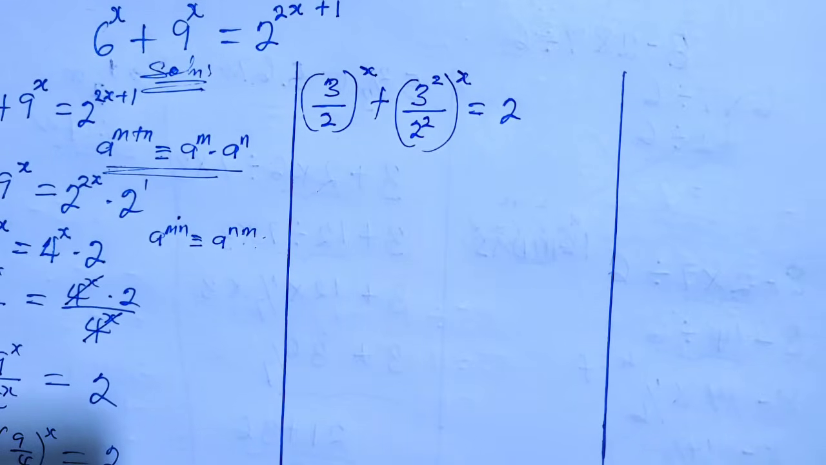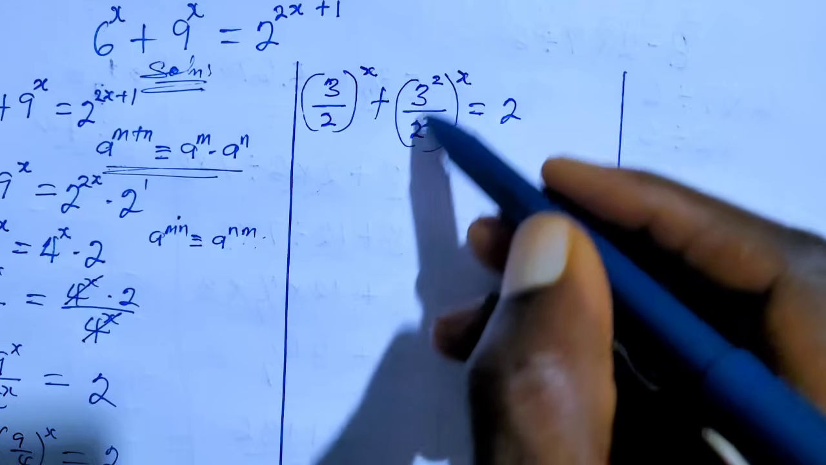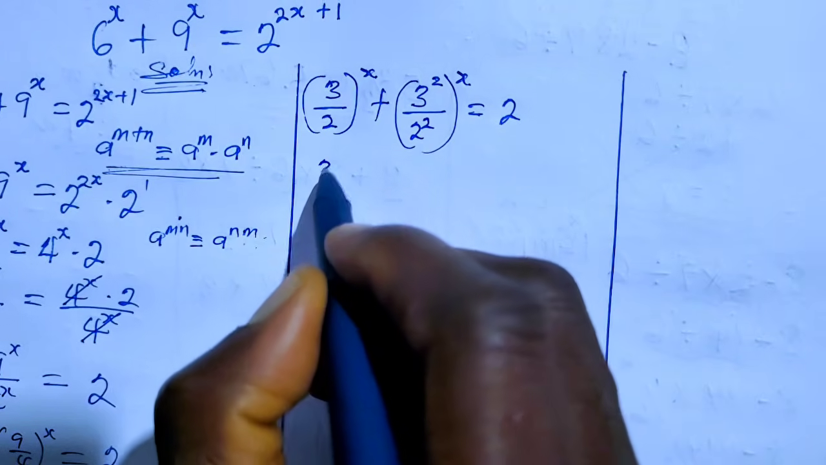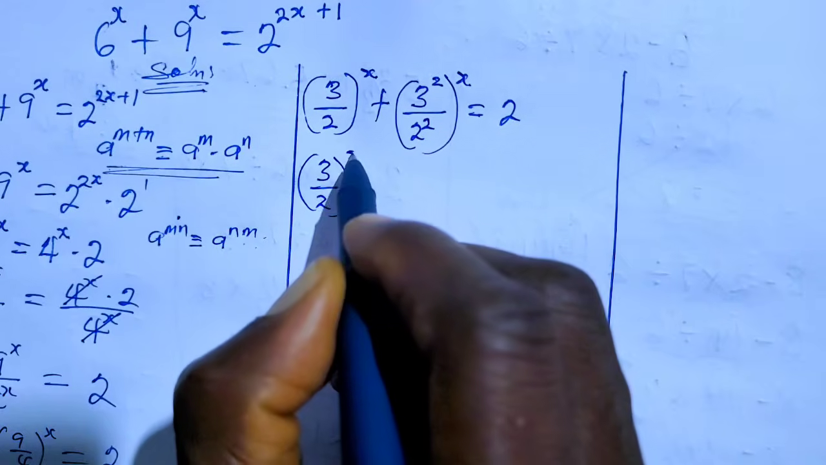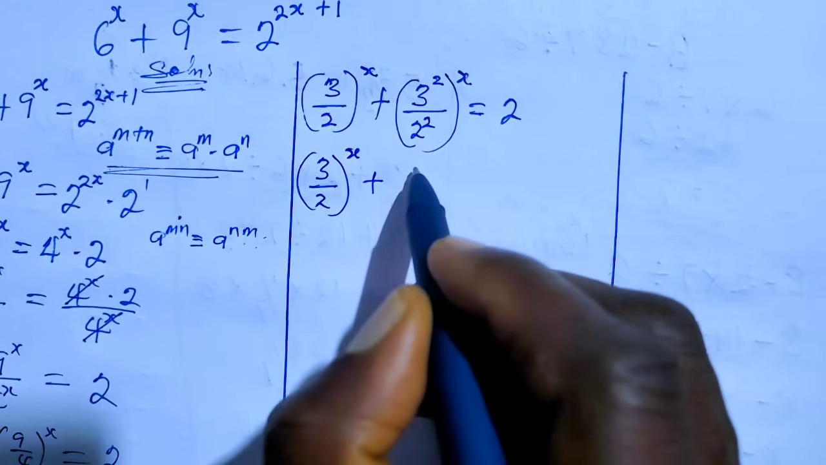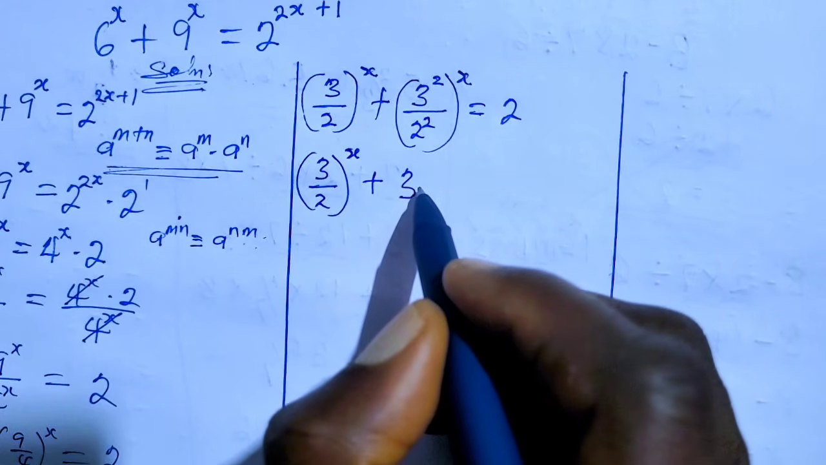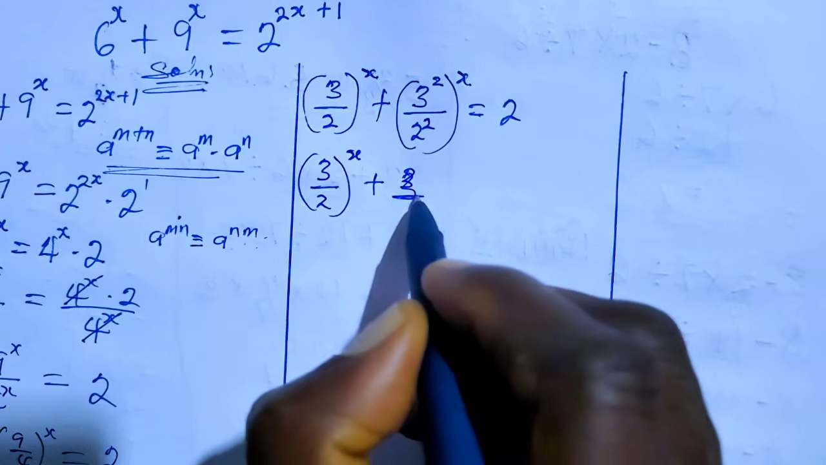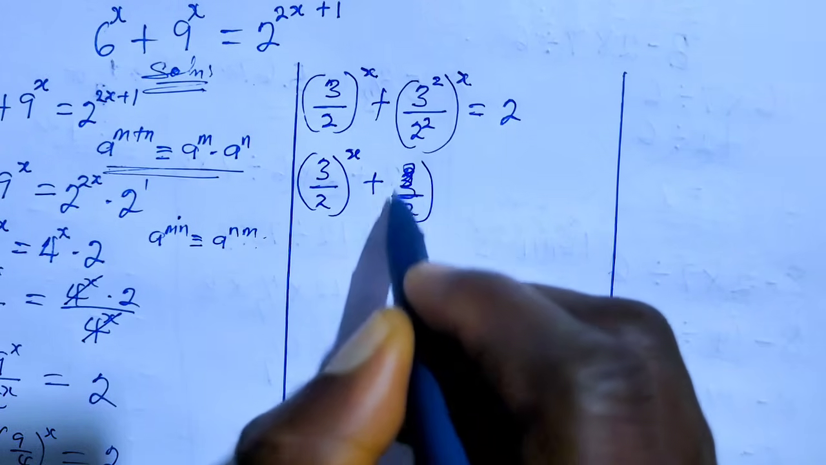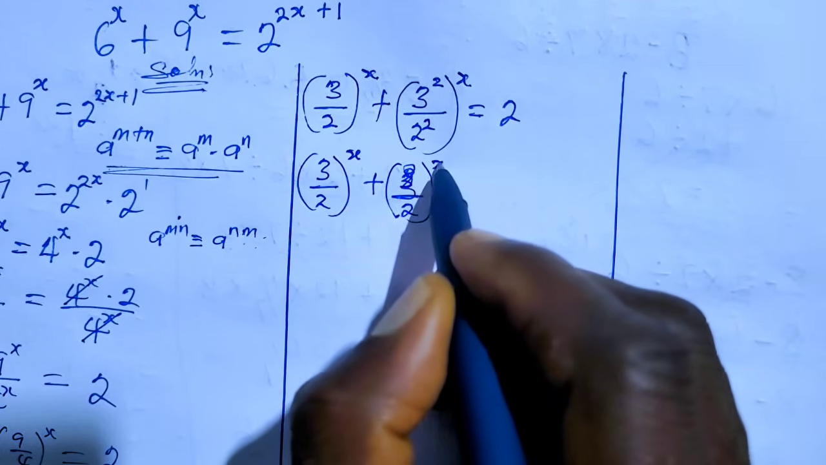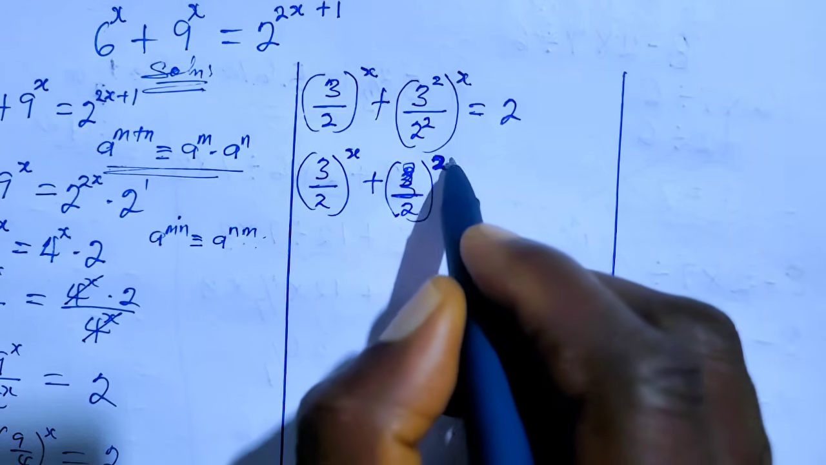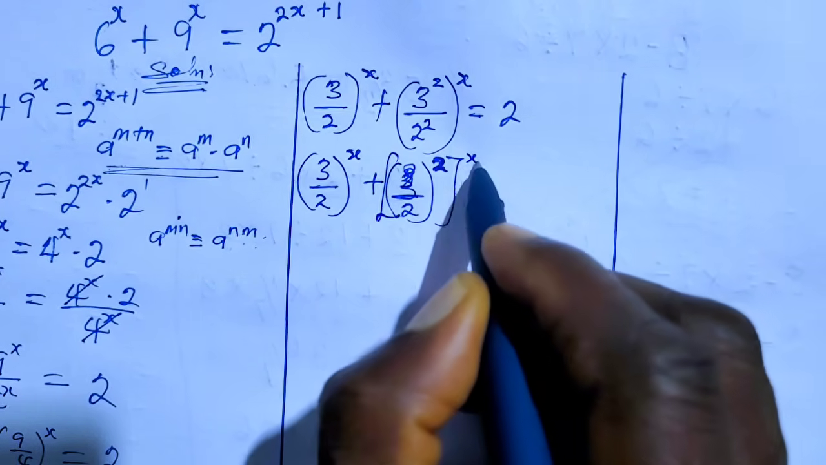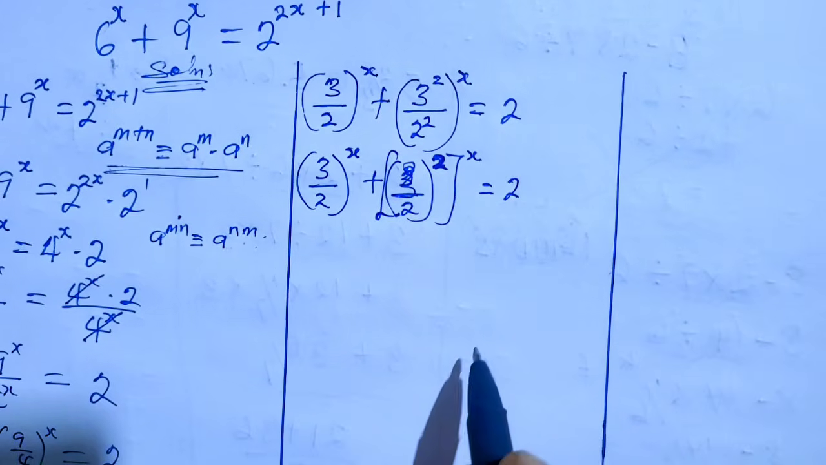Then this can also be simplified as 3 all over 2 to the power of x plus 3 all over 2 to the power of x to the power of 2, then to the power of x equals 2.